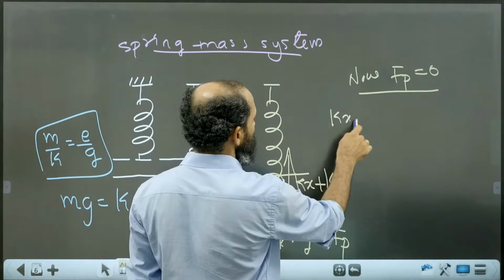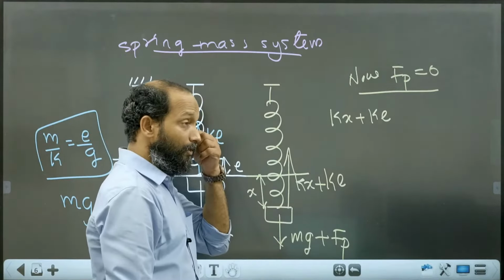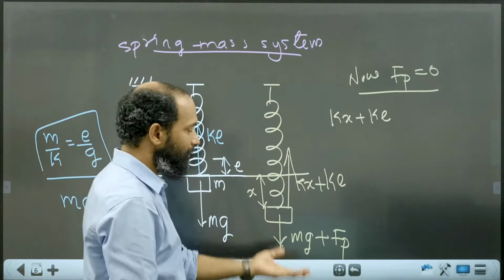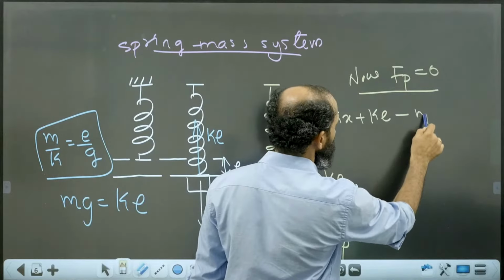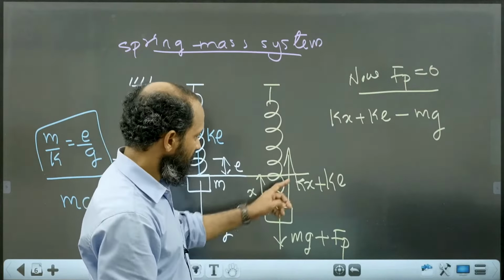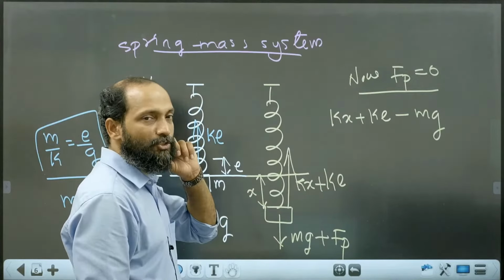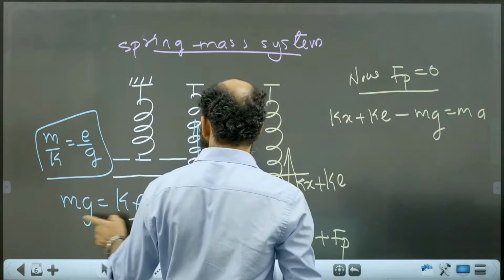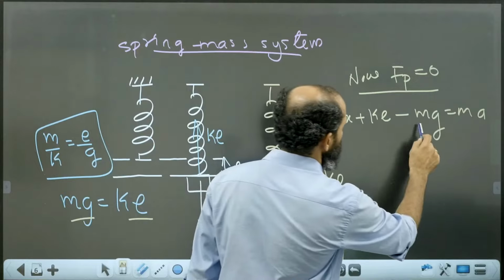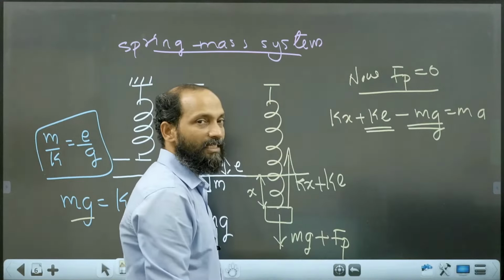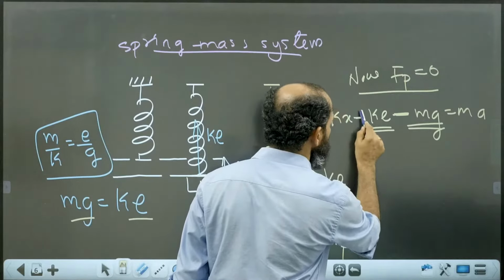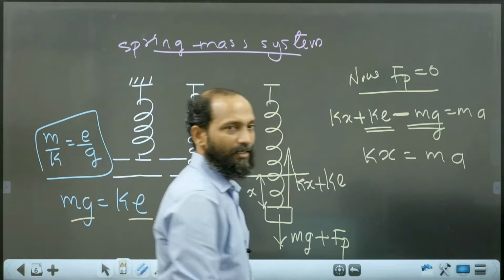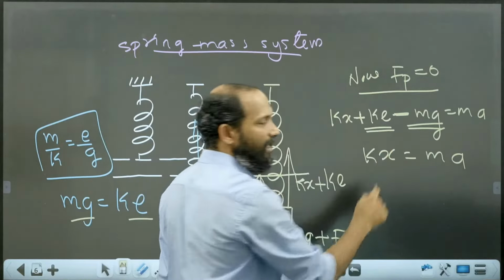That is, kx plus ke is the upward force, which is greater than mg by an amount Fp. That is, minus mg is the unbalanced force. kx plus ke minus mg happens to be the unbalanced force, and that is equal to ma. There ke is exactly equal to mg. So ke and mg, as they are equal, and also the signs, one is plus and the other is minus, cancel. So a very simple equation: kx equal to ma. But we know acceleration is directed towards the mean position.